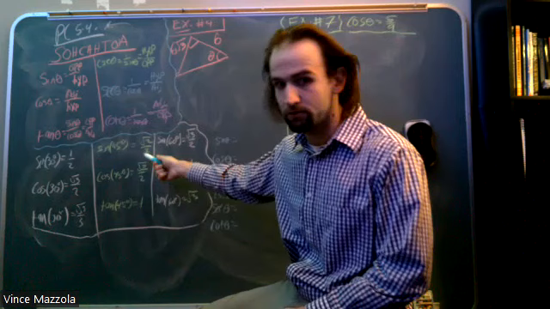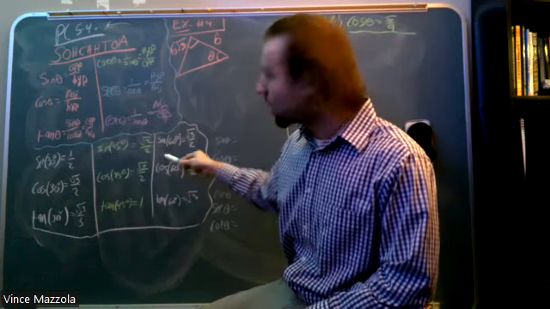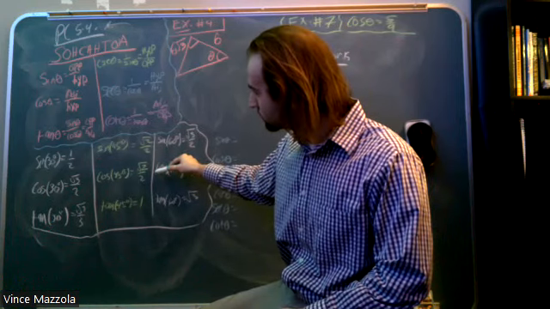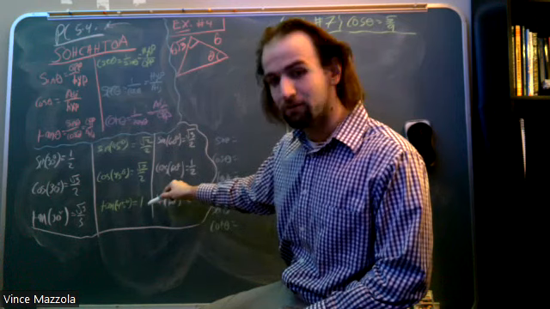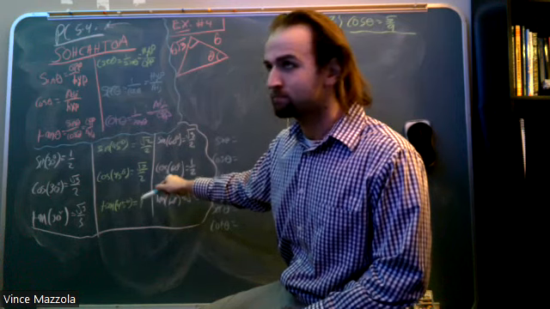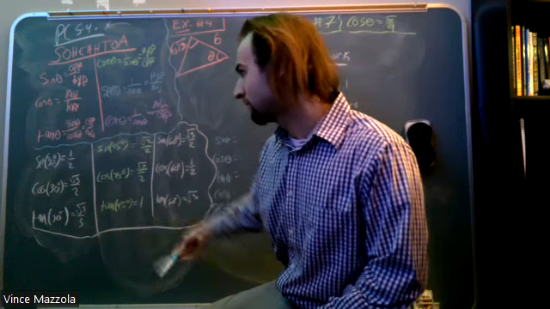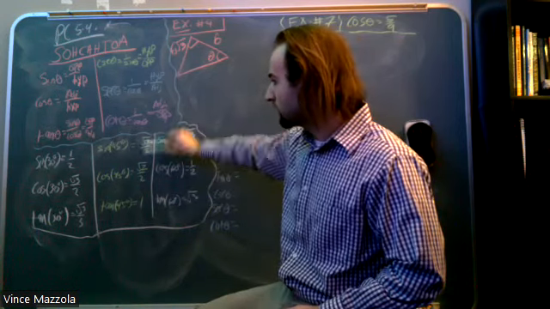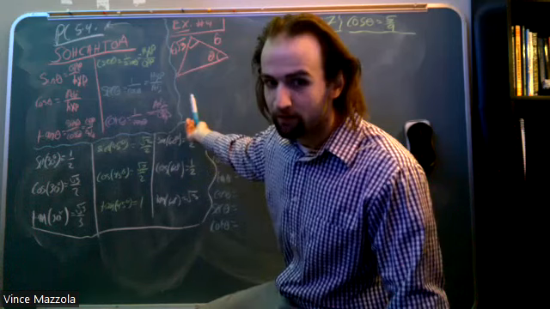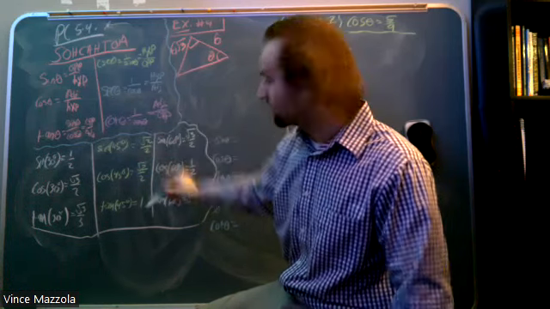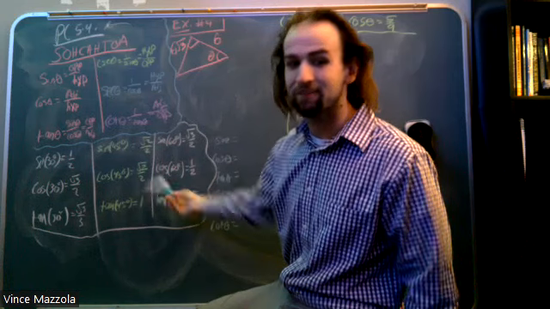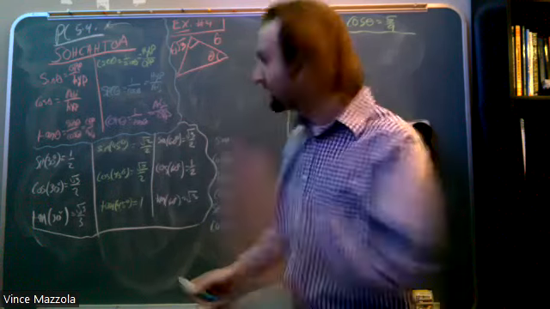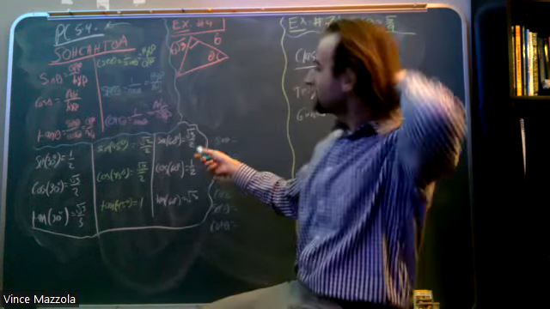Sine of 45, root 2 over 2. Cosine of 45, also root 2 over 2. Tangent of 45, 1. Why is that? If you remember, tangent is sine over cosine, and root 2 over 2 divided by root 2 over 2 is the same thing over itself. So it's like saying 5 over 5. That's 1. Interesting. Keep that in mind. That'll be very important later on.